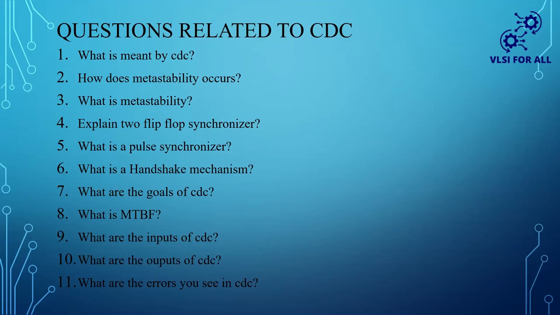Next, what is MTBF? You can expand it, and what does MTBF do? It calculates the average time of an equipment. What are the inputs of CDC? Main question. The .SDC file, .lib library file, .v file, and path library file all come under the inputs of CDC. Next, what are the outputs of CDC? We will get a .report file as output. Those are the outputs of CDC.